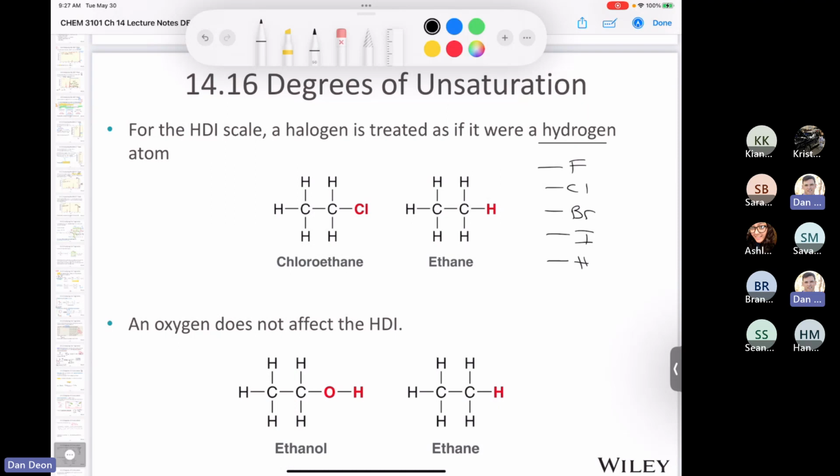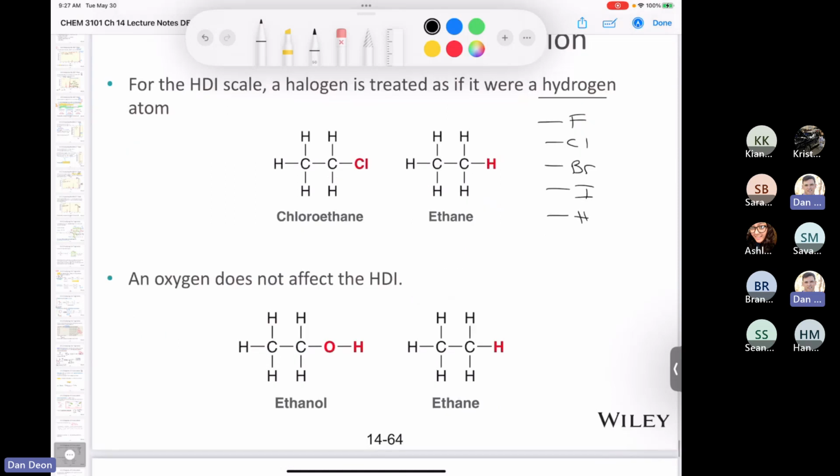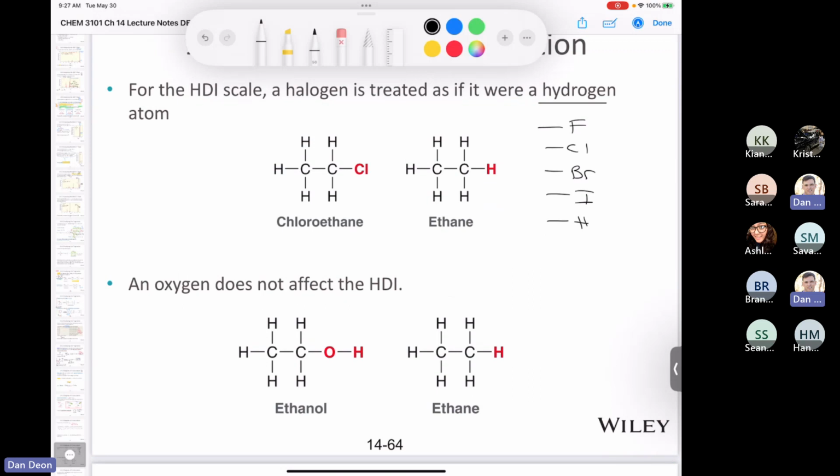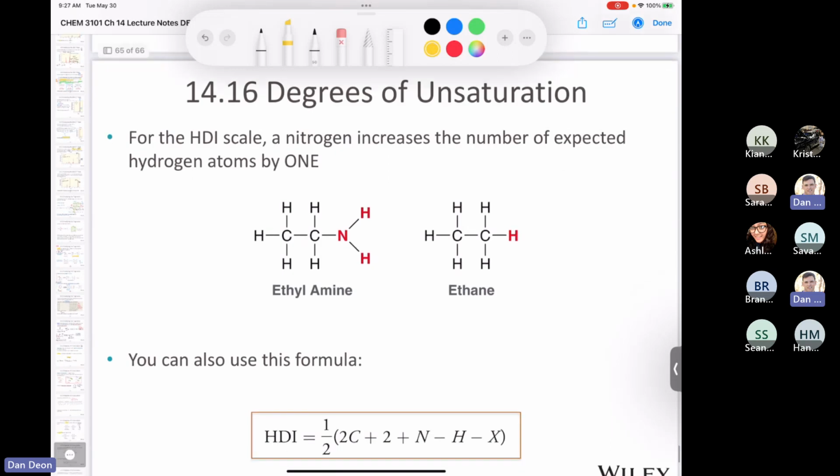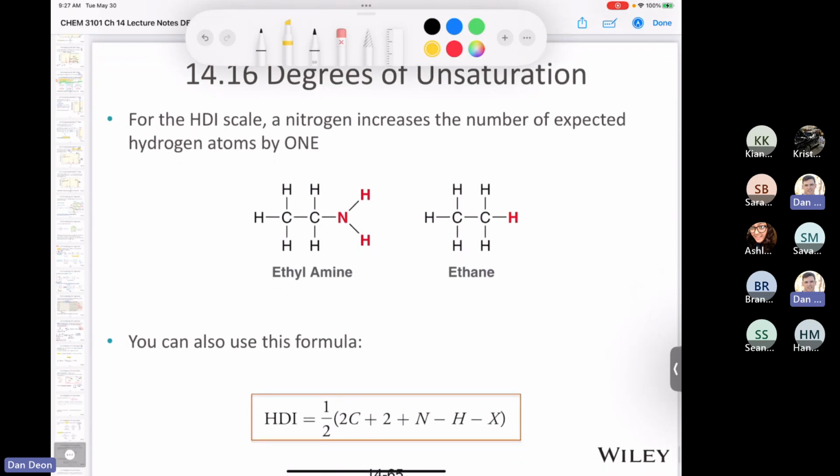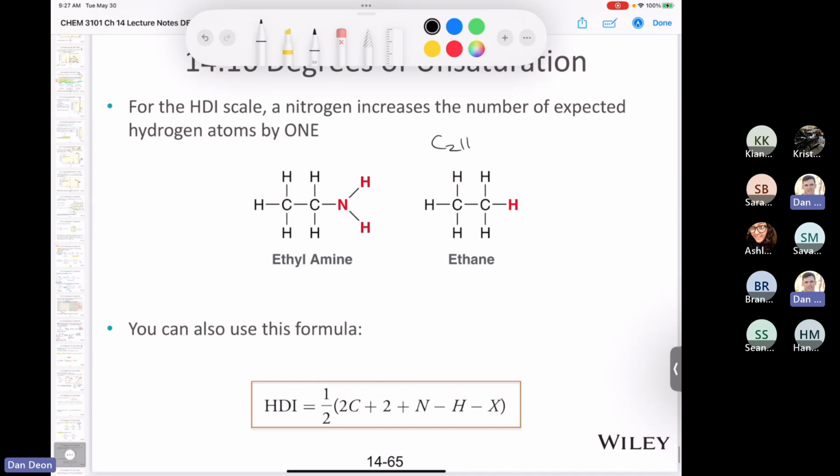Same thing with an oxygen. An oxygen has no effect at all. It doesn't change anything whatsoever. So halogens and oxygens don't do anything to the HDI whatsoever. If you have a nitrogen, that's where it gets interesting. Nitrogen increases the number of hydrogens by 1. So let's say you have ethane, it's C2H6. Well, if you have a nitrogen in there, you have to add a hydrogen. So we have C2H7N. All right, so you add 1.